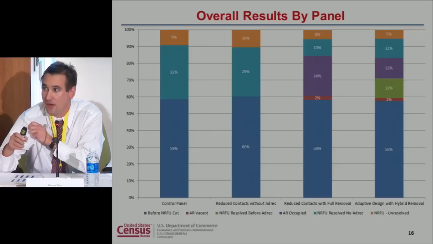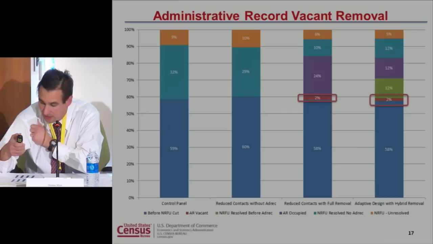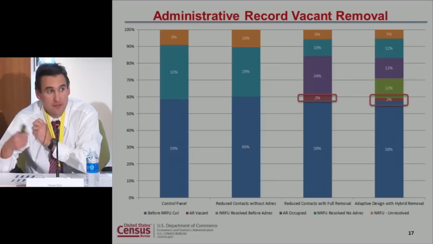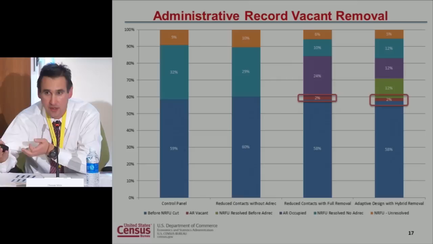So let's look a little bit further at the administrative records with our vacant removal. In these two panels, we identified about 2% of the whole entire universe that we determined to be vacant. One of the things we're able to take advantage of in this analysis is the left panel, the control panel. There were no administrative records removed there, but we were still able to do our administrative record processing on those cases, so we can compare our processing and our results to cases which we ended up getting in field work. I'll show some results of those later.